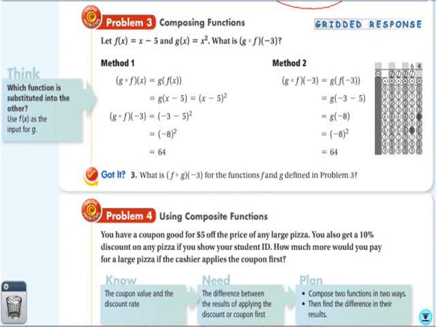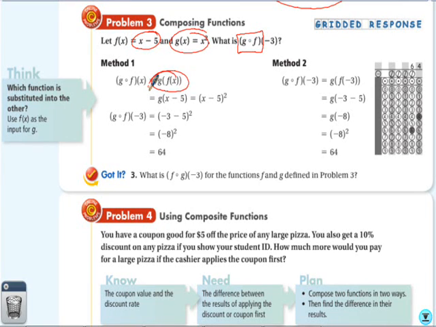There's two different methods they show you. So here's f of x and here's g of x. And the question is, what is g of f of x? That's how we read that. What is g of f of x? And I think looking at it like this is sometimes confusing. I think this is much better.